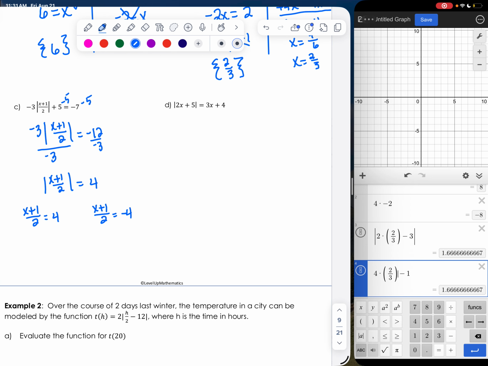All right, now to get rid of the fraction, I'm going to have to multiply both sides by 2. So 2 cancels with 2, leaving me x plus 1. And on this side, 4 times 2 is 8. Subtract 1. 8 minus 1 gives me 7. All right, we'll do the same thing on this side. Multiply both sides by 2 to get rid of the fraction. And that leaves me x plus 1 equals negative 8. And subtract 1 from both sides. So negative 9.